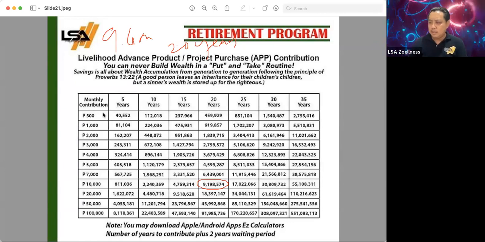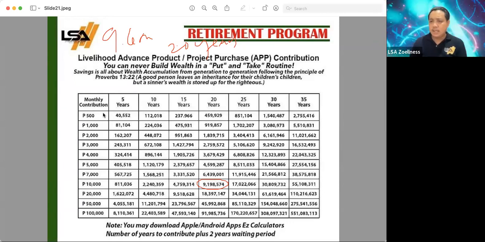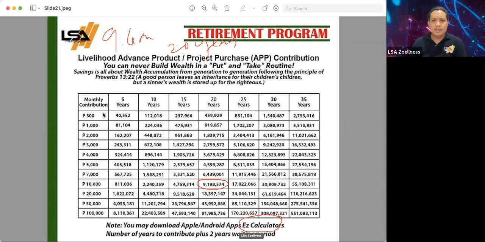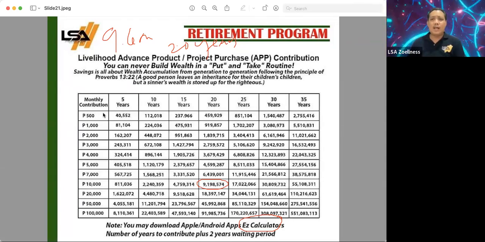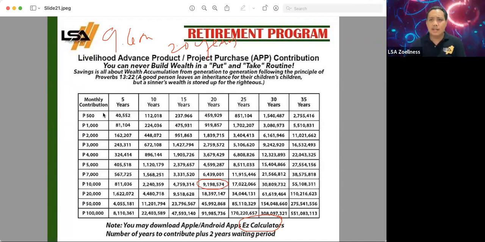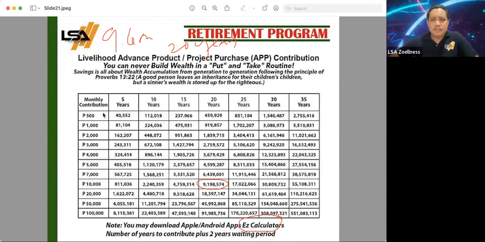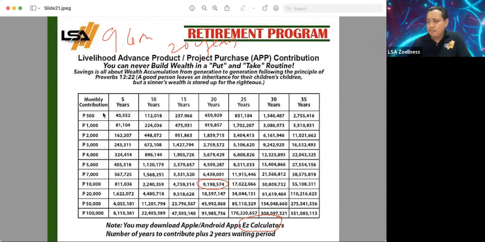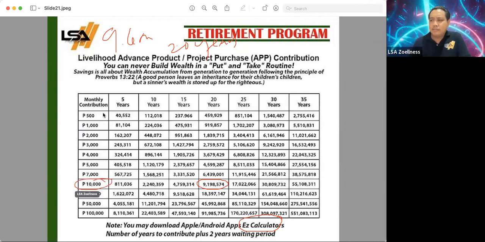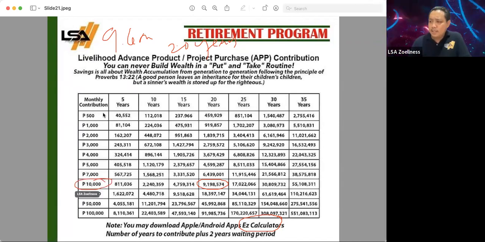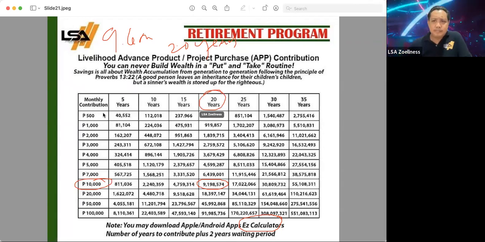kung gusto mo makuha yung exact amount, i-download mo lang itong Easy Calculator. And it's a very powerful app that will give you an accurate, okay, exact amount of computation. So for the sake of time, and for the sake of maintindihan nyo lang ang direction, so ibig sabihin, kailangan mo mag-save ng 10,000 per month in the next 20 years.